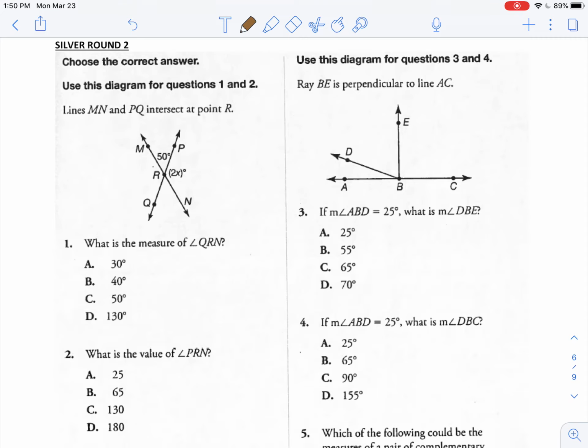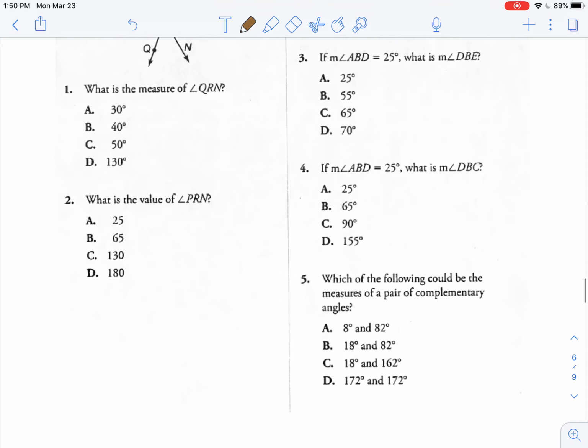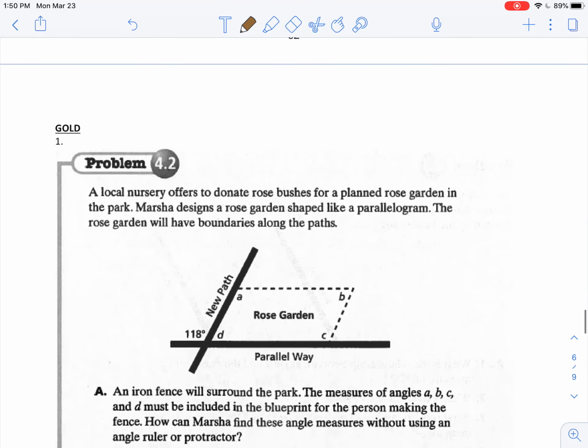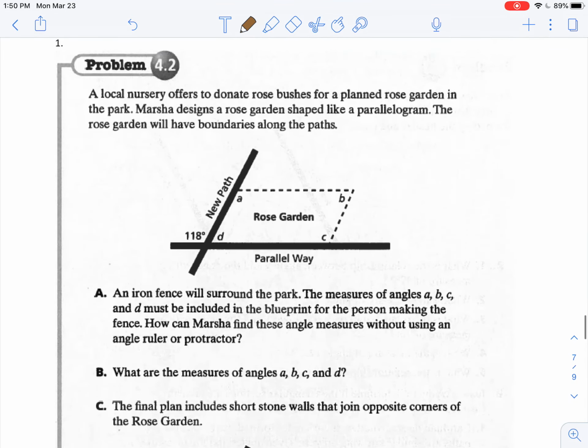Let's see. Trying to see what you'd have trouble with. Be very careful when you do silver round 2. Use what you know. I think you're going to be fine.